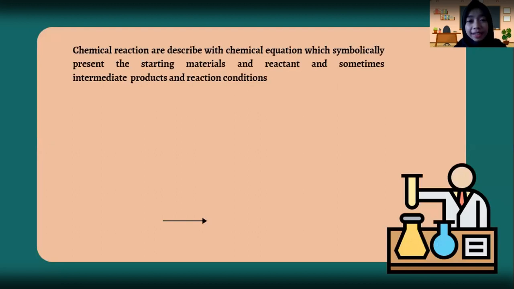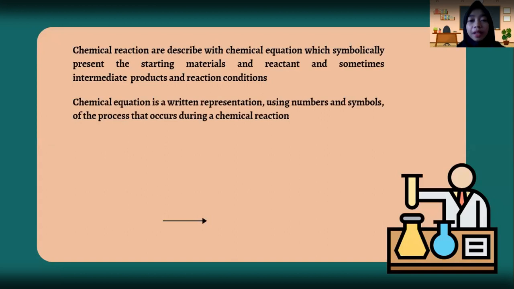So chemical reactions are described with chemical equations, which symbolically present the starting materials, the reactants, and sometimes intermediate products and reaction conditions. The chemical equation is closely related to chemical reaction because a chemical equation is a written representation, using numbers and symbols, of the process that occurs during the chemical reaction.